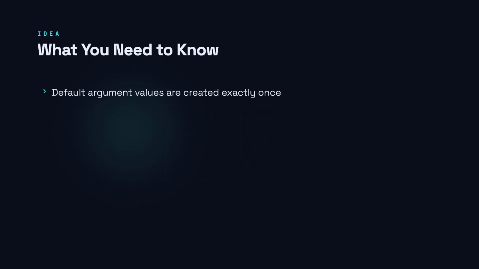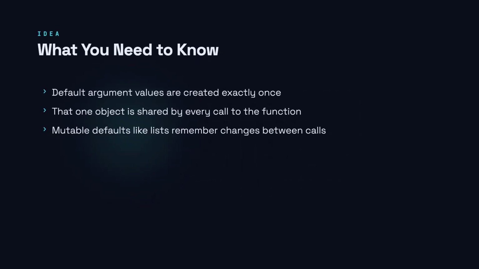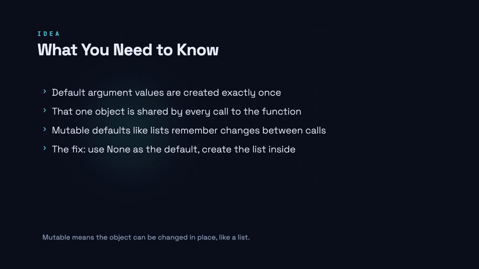Here are the 4 ideas this video will prove. Default values are built once when Python reads the function definition, not each time you call the function. That single object is shared, so any changes stick around for the next call.